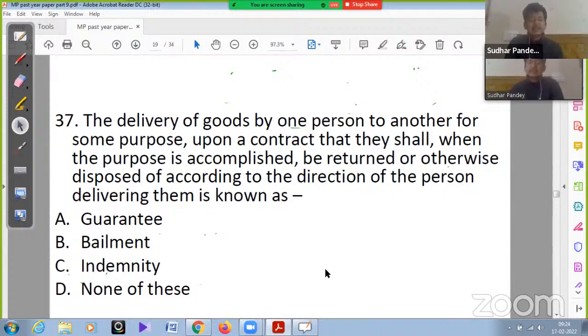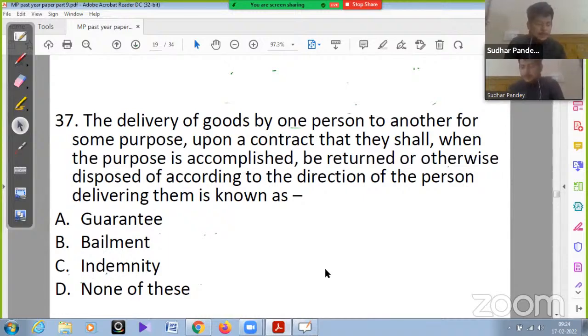37. The delivery of goods by one person to another for some purpose, upon a contract that they shall, when the purpose is accomplished, be returned or otherwise disposed of according to the direction of the person delivering them, is known as: A, guarantee; B, bailment; C, indemnity; D, none of these.